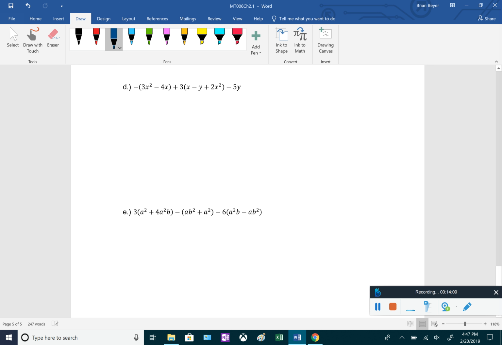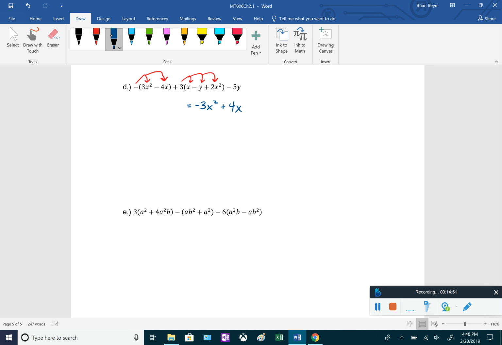So we have for D, negative, and then in parentheses, 3x squared minus 4x, plus 3 times (x minus y plus 2x squared minus 5y). So as soon as you see that big grouping of 2 parentheses, you know we're going to have to distribute twice. So first, we're going to have to distribute the negative 1, and then we're going to have to distribute this 3. So distributing the negative 1, negative 1 times 3x squared is negative 3x squared. It's just going to negate everything. Negative 1 times negative 4x becomes positive 4x.